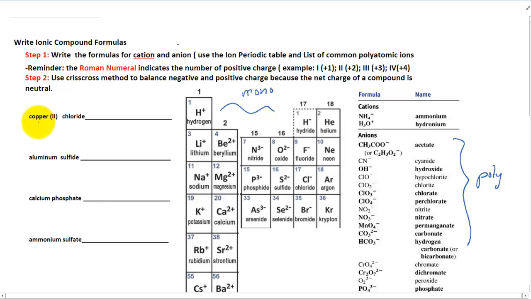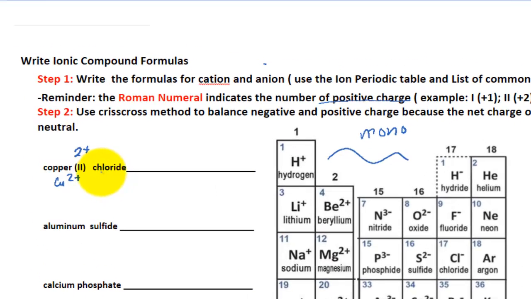So here we have copper. What is copper 2? Going back here, the Roman numeral indicates the number of positive charge, so you don't have to look at the periodic table at all. You know that this copper has a 2+, so we have Cu2+, okay? Then chloride is coming from chlorine. Here we have chloride right there. It is Cl1-. So step 1 is done.